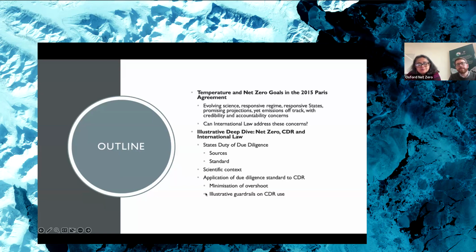We do this in part by finding a duty of due diligence in relation to states' actions on climate harms. We look at the sources for this duty of due diligence. We look at the standard of due diligence that attaches to this duty. And in particular, we argue that this standard of due diligence is an objective standard, which is related to concrete benchmarks, which we will run through in the course of this talk.